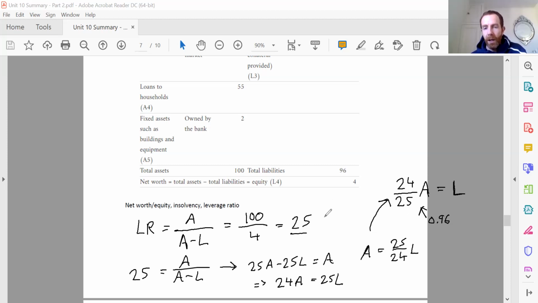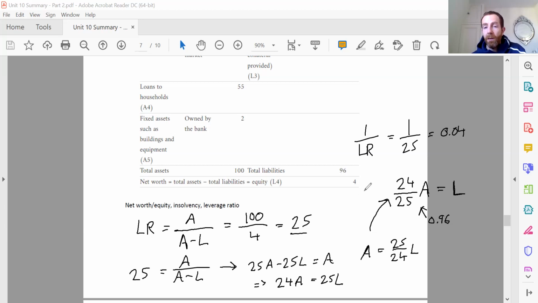Where's the link coming in? Well, if I do 1 over the leverage ratio, so that's in this case equal to 1 over 25, that would be equal to 0.04, which as a percentage is 4%. So what the leverage ratio is telling us is what percentage fall in the value of the assets would get the bank to the point of insolvency, right? You can see, because what I've shown here is when the leverage ratio is 25, a fall to 96% of the original value of the assets would make them equal.